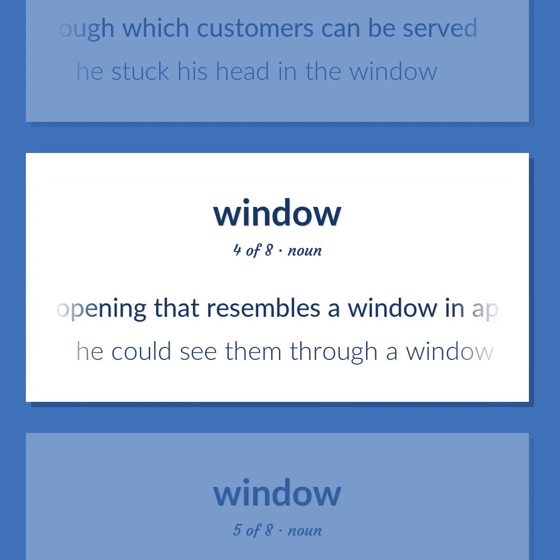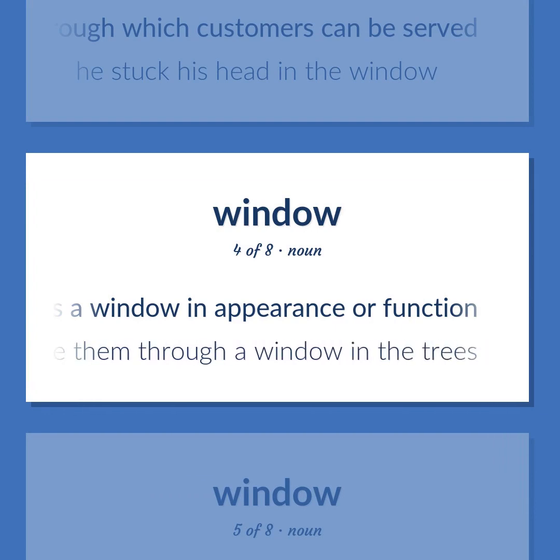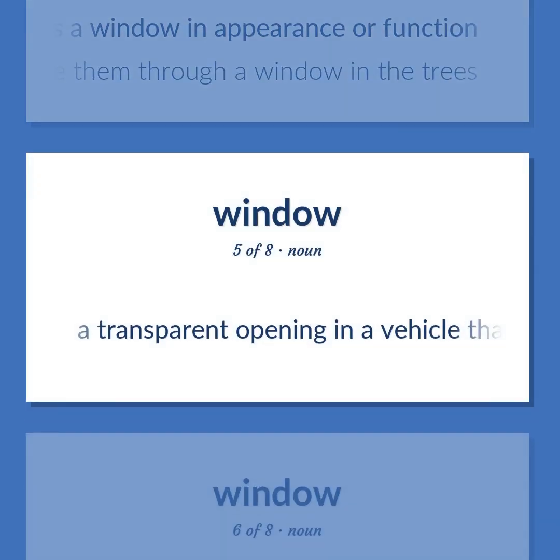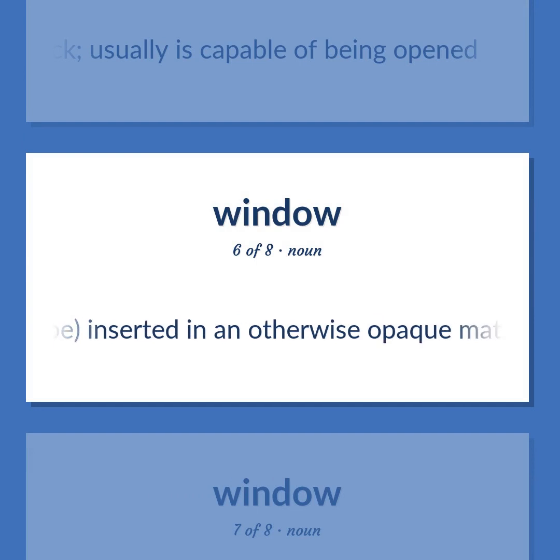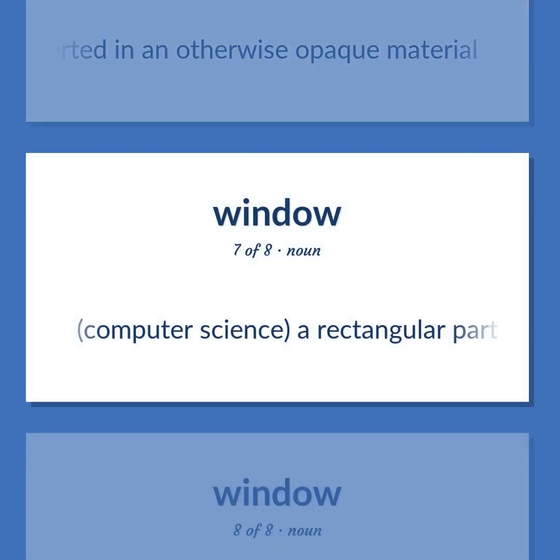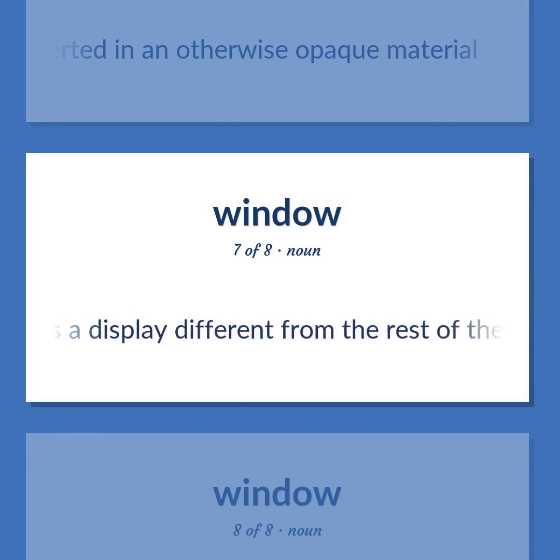An opening that resembles a window in appearance or function. He could see them through a window in the trees. A transparent opening in a vehicle that allows vision out of the sides or back, usually capable of being opened. A transparent panel, as of an envelope, inserted in an otherwise opaque material. Computer science. A rectangular part of a computer screen that contains a display different from the rest of the screen.